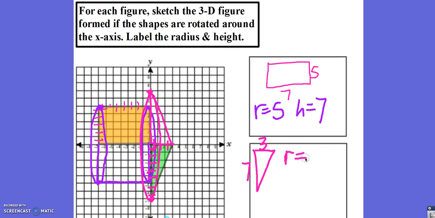Now the radius, you can see, is the long side of that triangle, which we already counted to be 7. The height is going to be the short side of our triangle, so the height of that cone becomes 3. So we know that when we rotate the triangle, we end up with a cone. And when we rotate the rectangle, we end up with a cylinder. And that's going to be the case every single time.